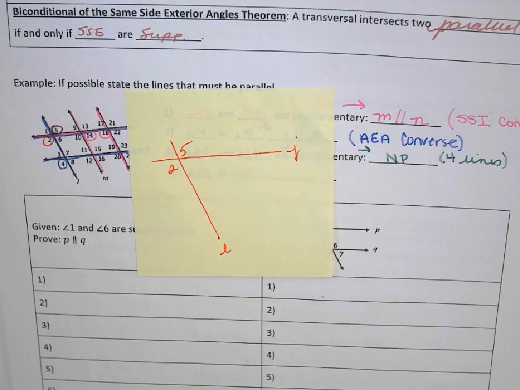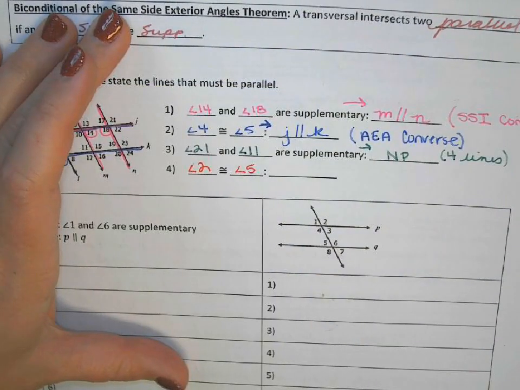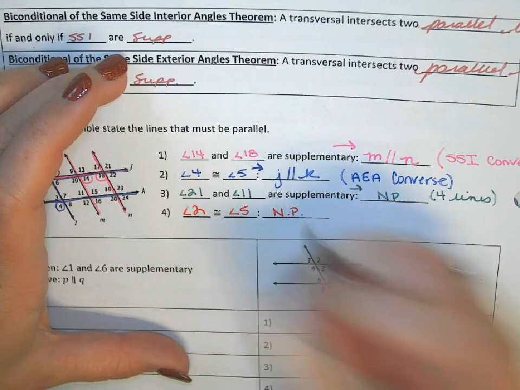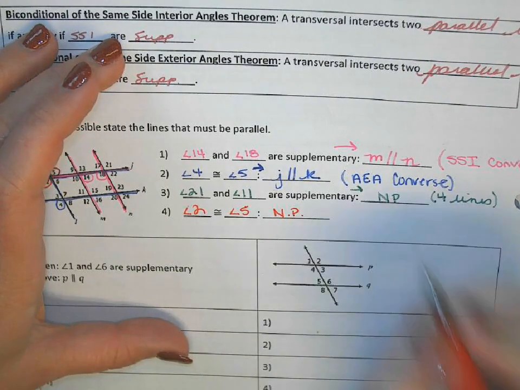Vertical. Those are vertical angles. Aren't vertical angles always congruent? So it doesn't give us any other information. You only have 2 lines there, so there can't be 2 parallel lines and a transversal. You're only having 2 lines. So this is not possible. You can't do anything if you're given vertical angles congruent. Vertical angles are always congruent.